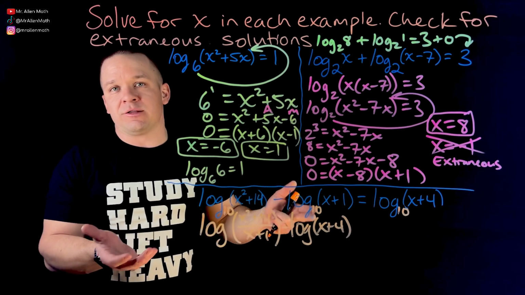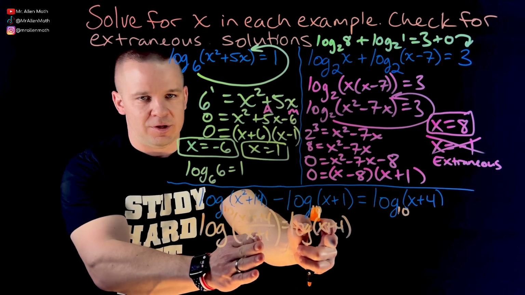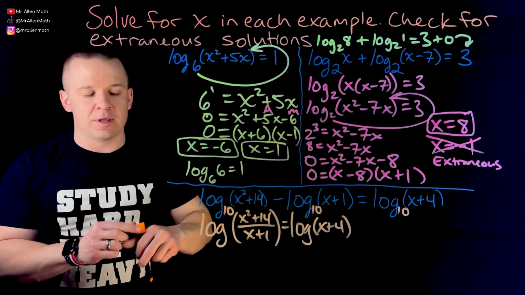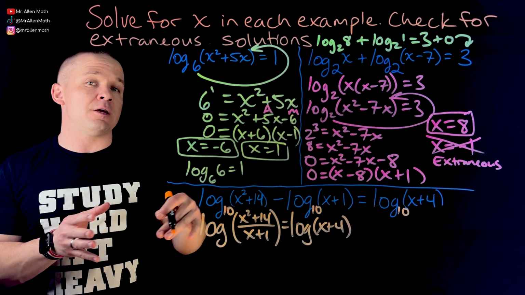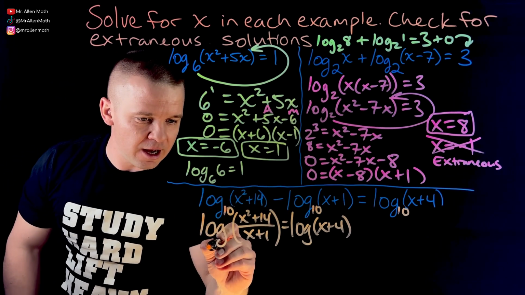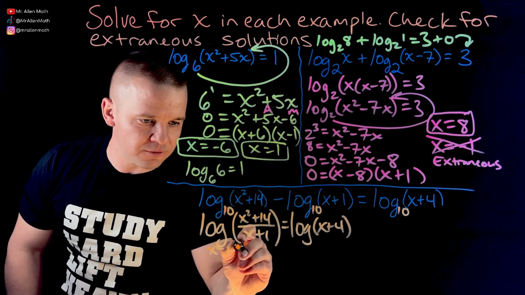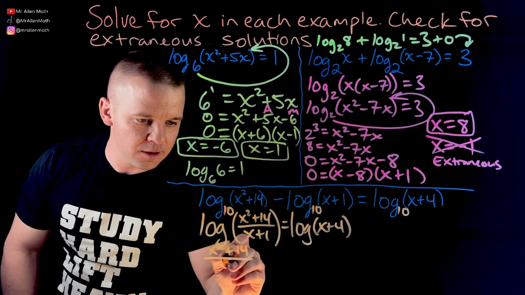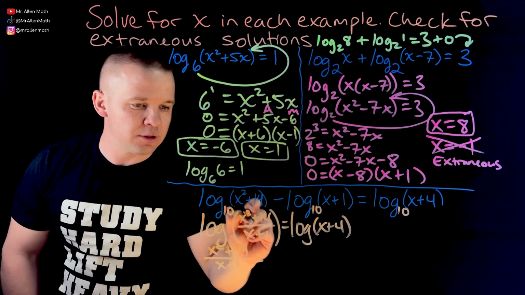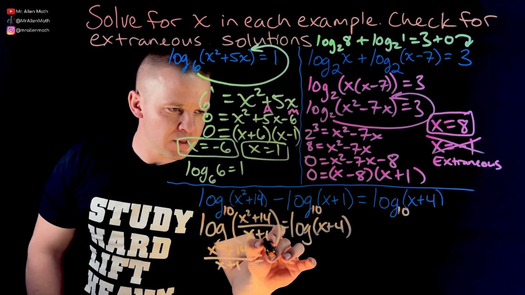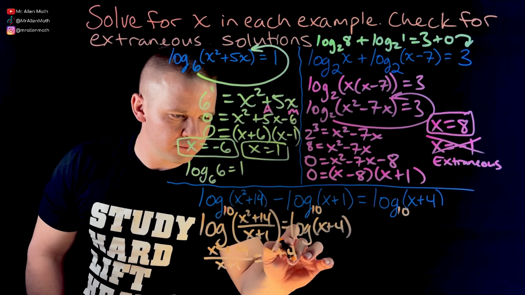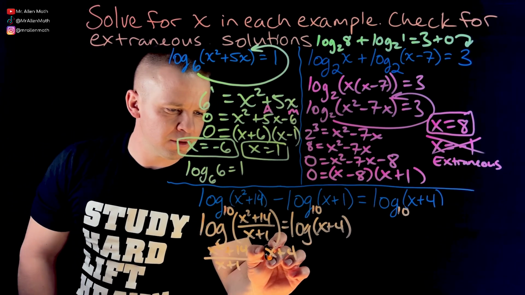And that makes sense, right? If I have the same thing here, those got to be the same inside that thing, right? So let's drop those logs and let's set the arguments equal to each other. So I'll have (x squared plus 14) over (x plus 1) equals, check this out, x plus 4. How do I solve that?